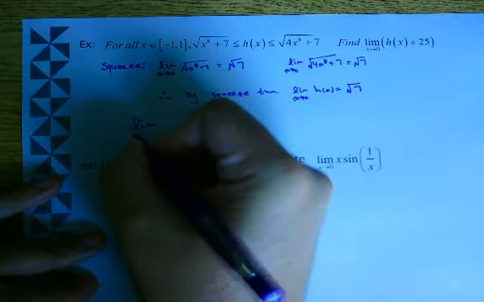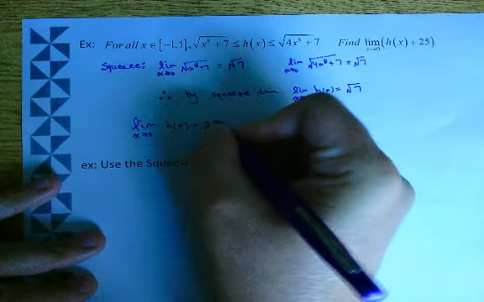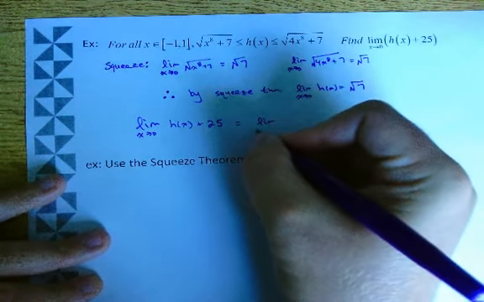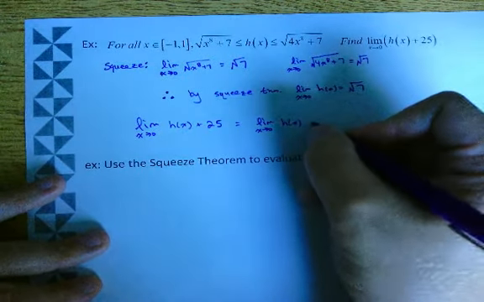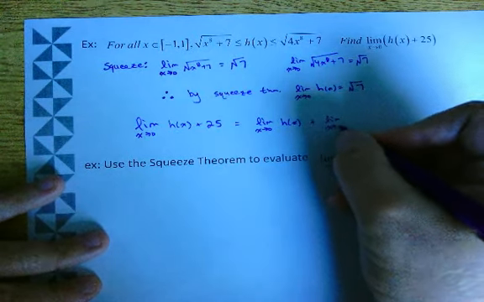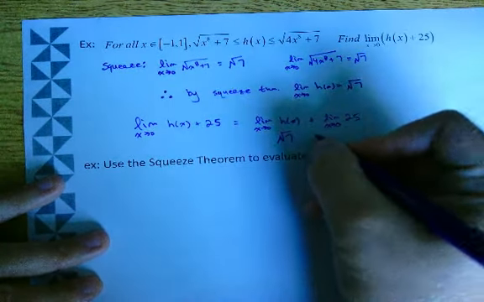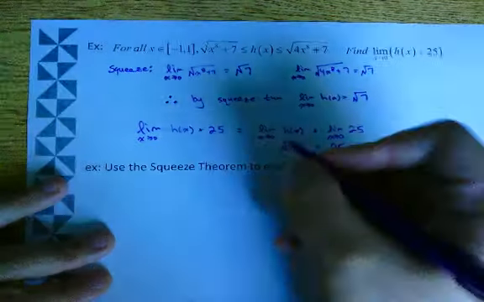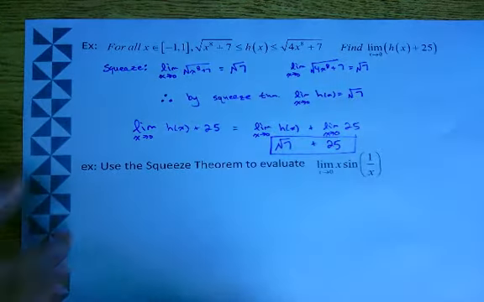So now I'm going to use my limit laws and split this up. So the limit as x approaches 0 of h of x plus the limit as x approaches 0 of 25. Well, this is root 7. And this right here, there's no x to plug in because it's a constant. You're just going to get that 25, and that is your answer.